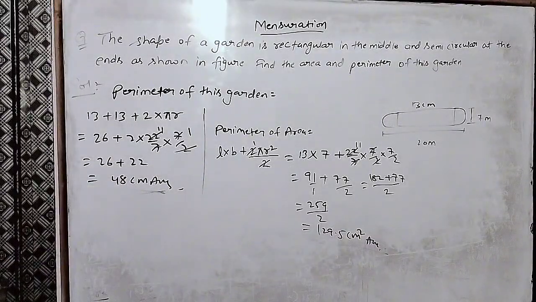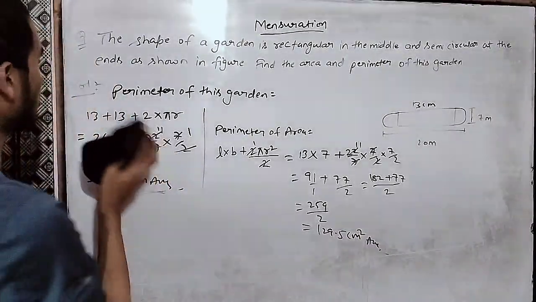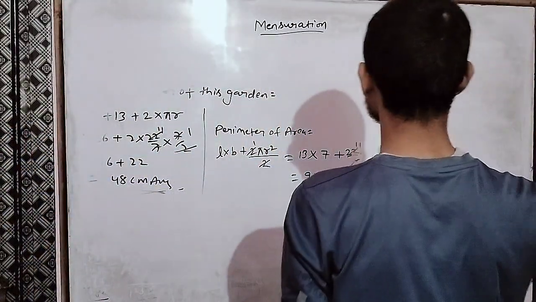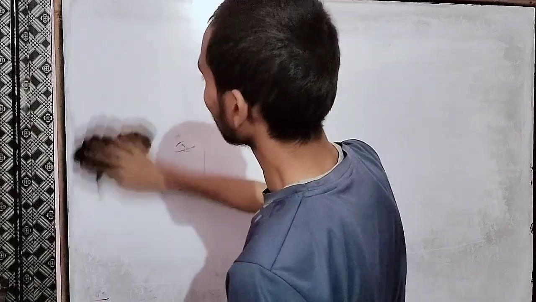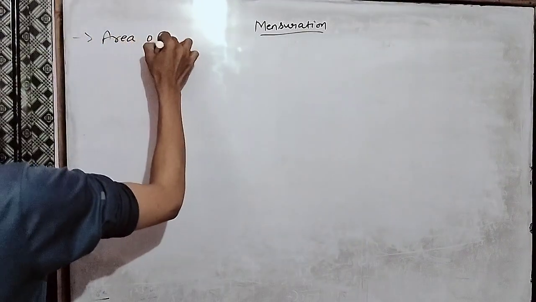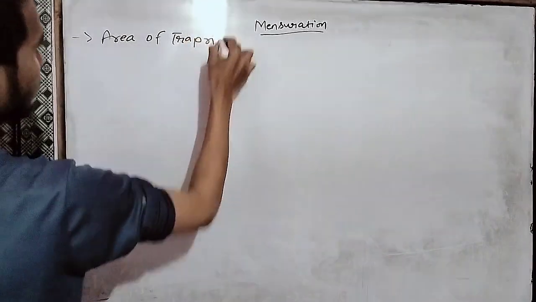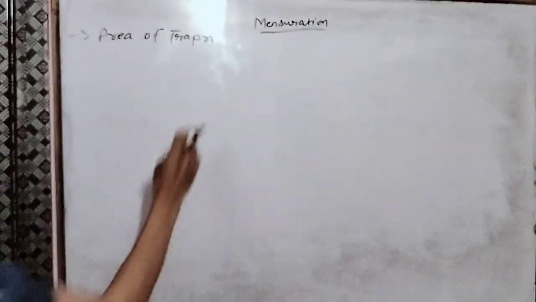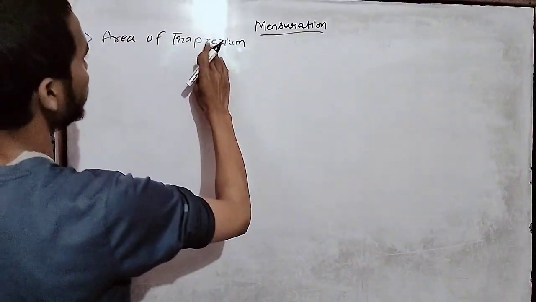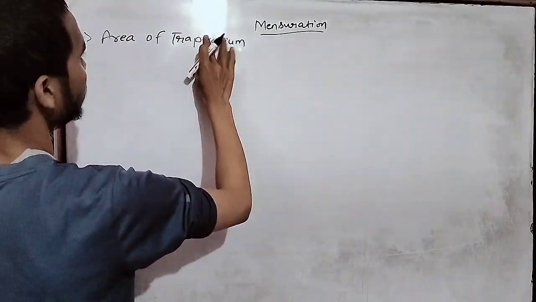Now next, area of a trapezium. Area of a trapezium. Trapezium. Am I right? Trapezium.